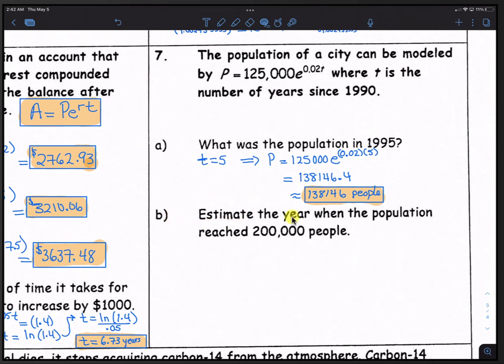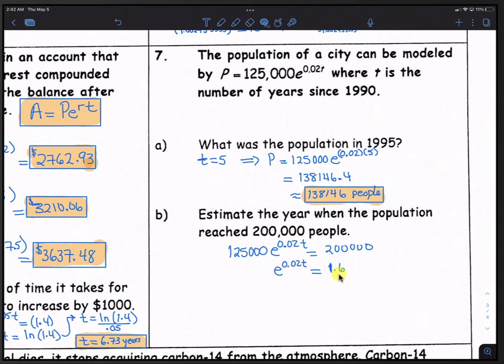Question B, estimate the year when the population reached 200,000 people. So we set the equation equal to 200,000. Then we'll have to work backwards to solve for t. First, let's divide by 125,000 on both sides. So 200,000 divided by 125,000 is 1.6.